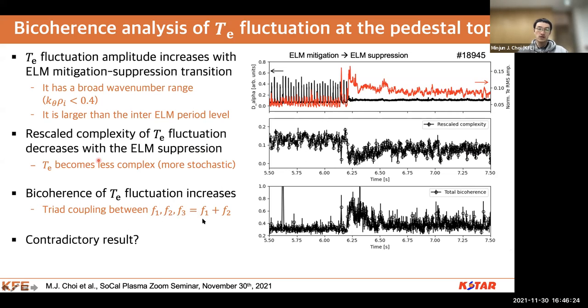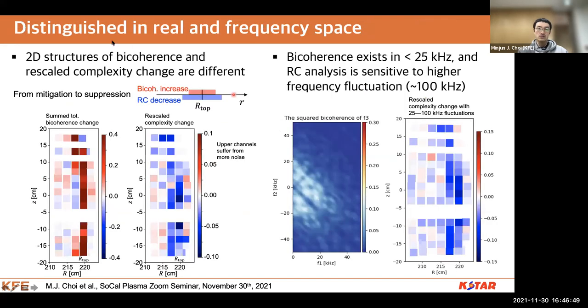waves. And it may seem a little bit contradictory, because this coupling would mean the structure becomes more complex. But what we observed from the rescaled complexity analysis is that the temperature fluctuation is less complex, or more stochastic, with the RMP field application. But we have to note that they are distinguished in real and frequency space.